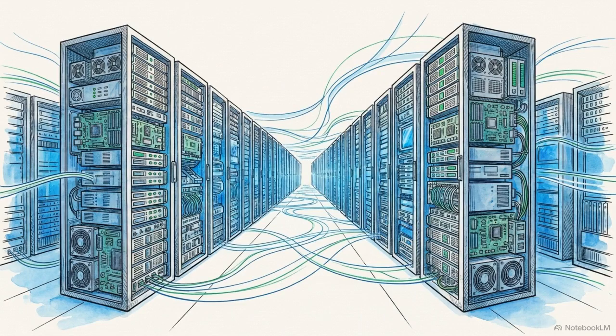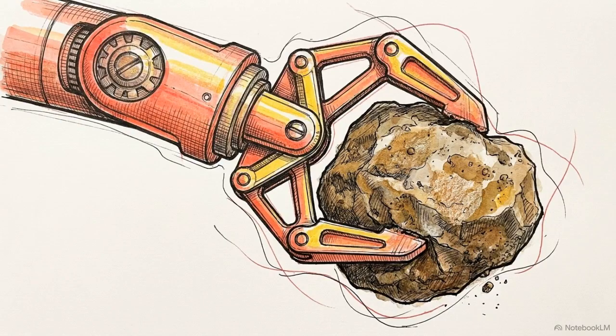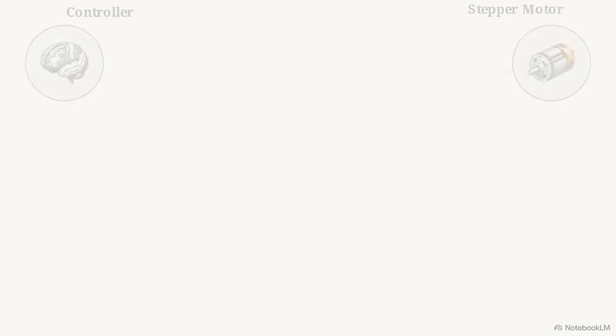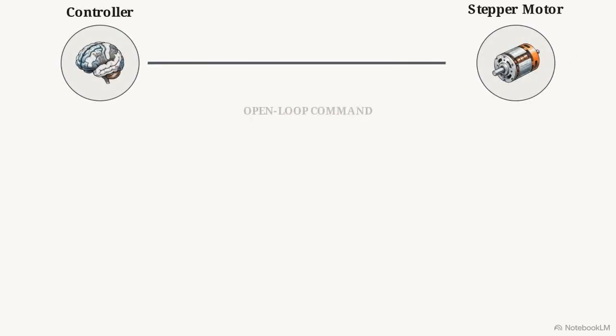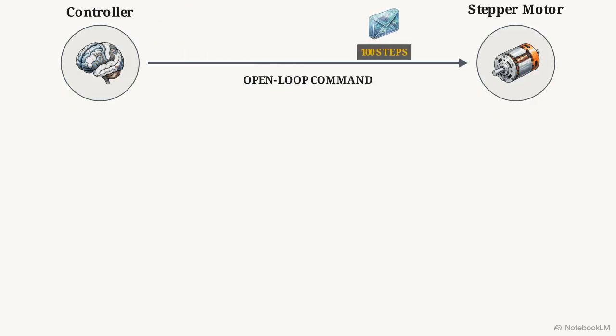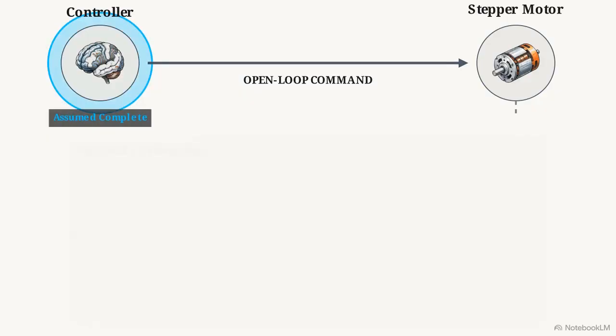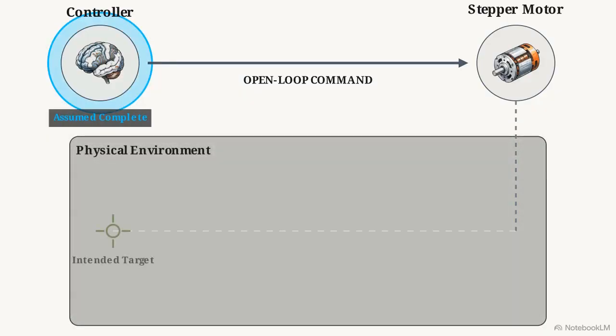Because no matter how sophisticated a computer's software might be, a machine's ultimate utility is strictly limited by its ability to reliably manipulate the physical world. The simplest way to attempt this manipulation is through an open loop or feed-forward system. A controller blindly issues a command to a motor, telling it to take exactly 100 steps, for example, and assumes the motor did the job.